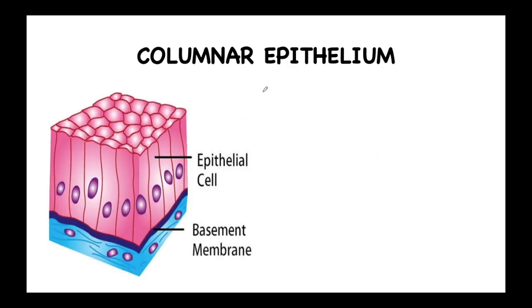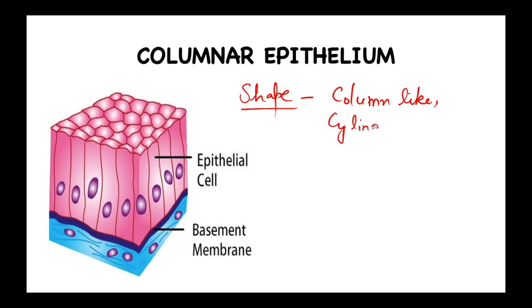Our next type of epithelium is columnar epithelium. First come to the shape of the cells with the help of which such epithelium is made up of. The shape of the cell is column-like, cylindrical or vertical. So can you see such vertical cells? These are the vertical cells, right?